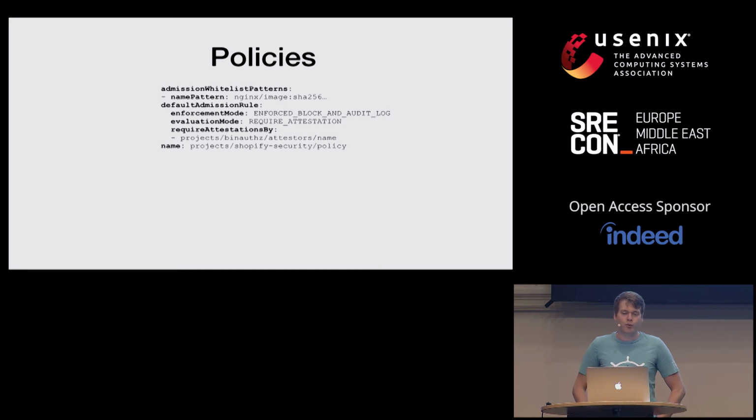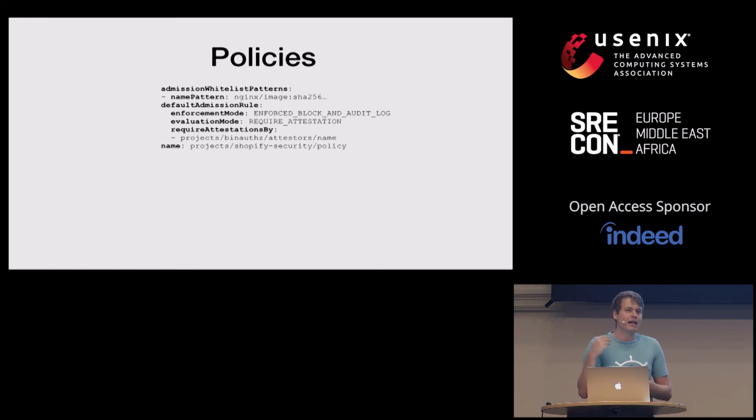The enforcement mode is basically, which action do you want to take? There are 3 currently. There's always allow, which is don't do anything. There is deny, which is you deny all deployments. And there is enforce block and audit log, which then comes with require attestations. And then you can list all the attestations which are required in your project.